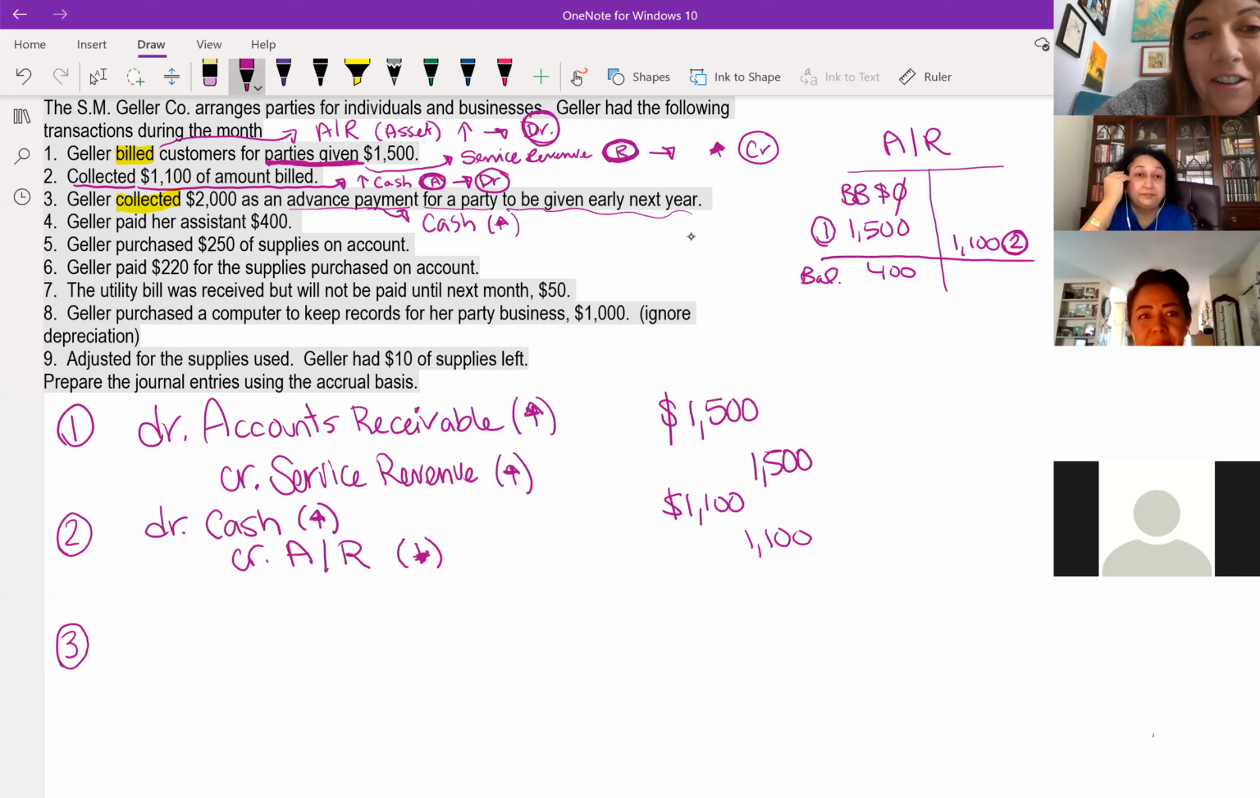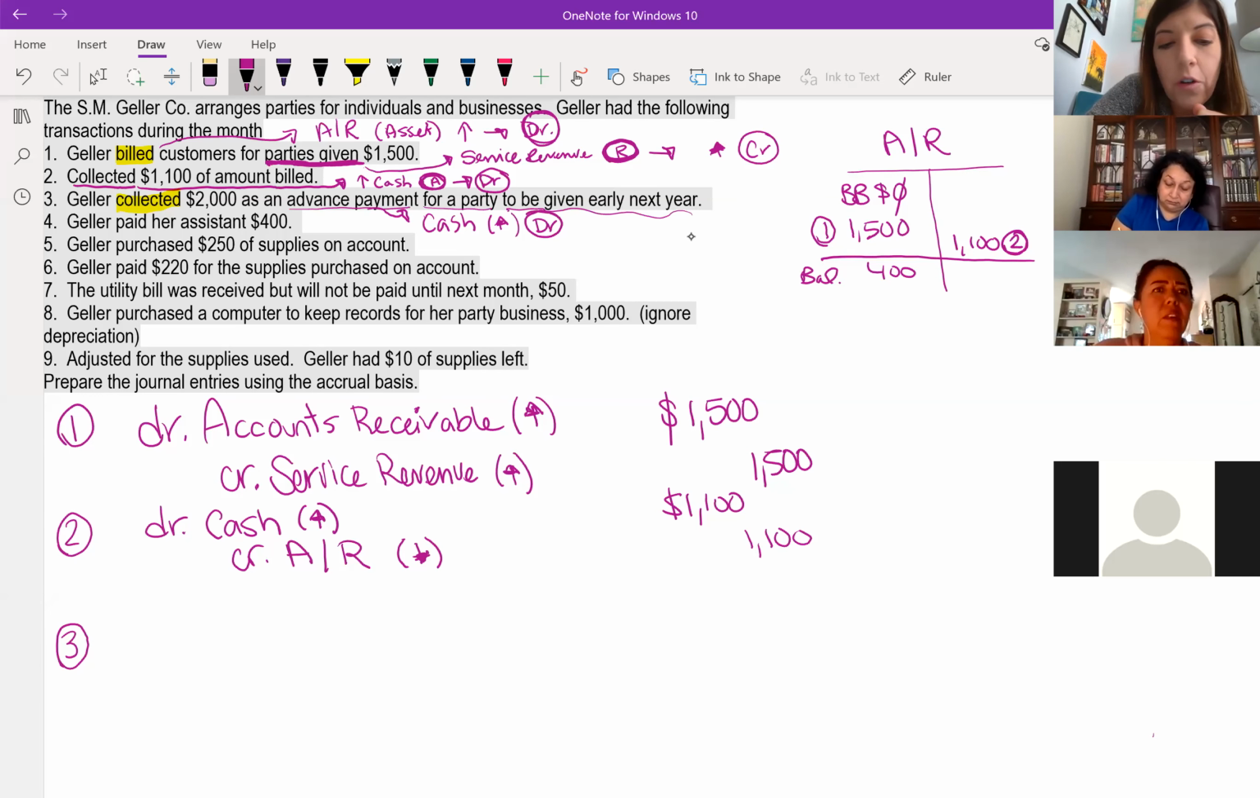So cash is increasing because we're collecting it. So I'm going to debit cash because it's increasing. What's the second account that's impacted by this one? The service revenue. So have we performed the service yet? No. Remember? Is it a liability? We have not. It is technically a liability, and it's a new liability account.